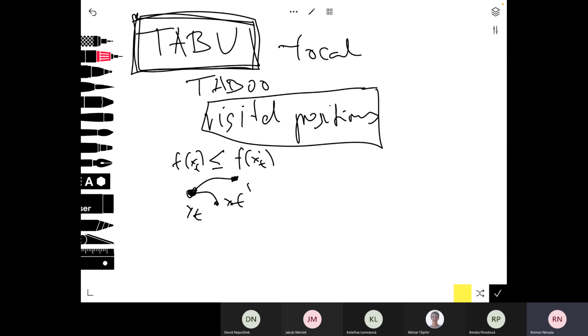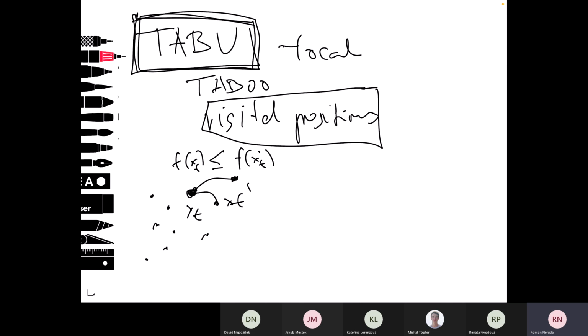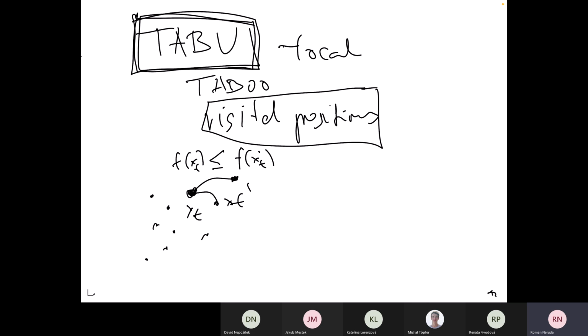Now the idea of taboo is that we remember the history of our jumps, and we say, okay, these historical steps will be forbidden, and we cannot go there. So if we end up doing our random mutation that would attempt to go here, we say no, it's a taboo.